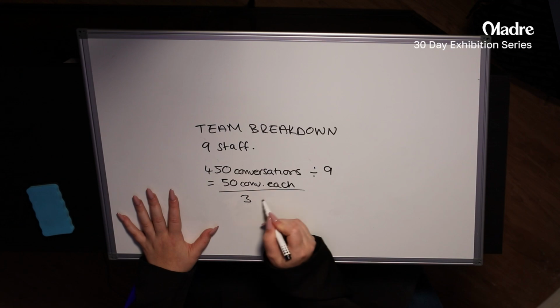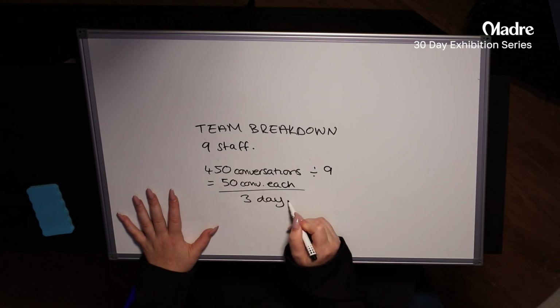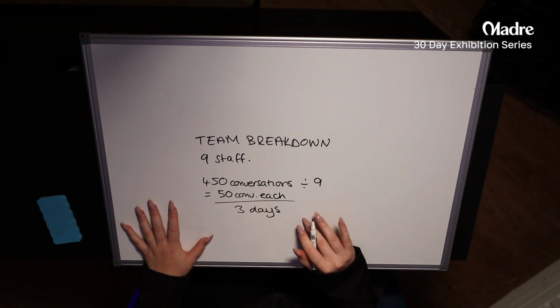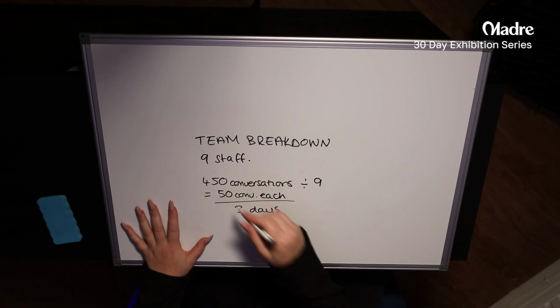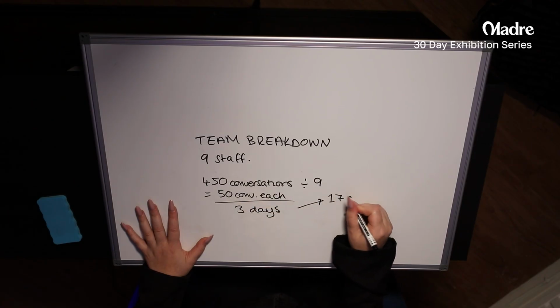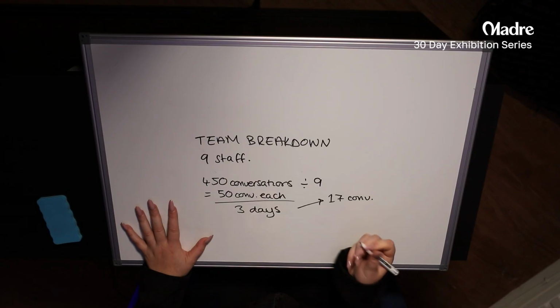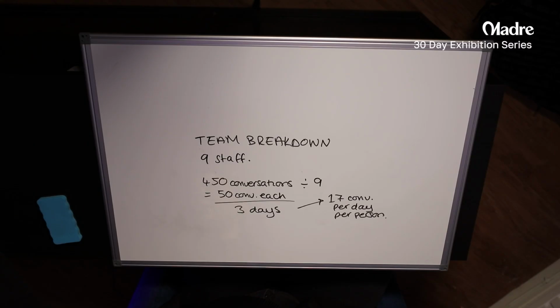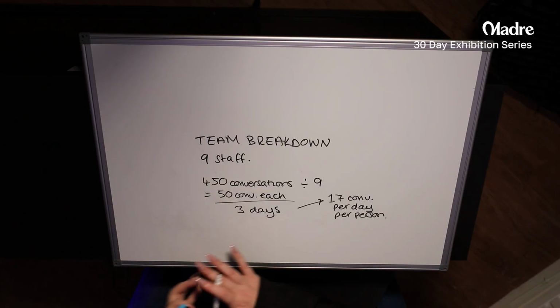over 3 days. So that means that they have the target. Those 50 conversations over 3 days would mean that they need 17 conversations per day per person. And at a show like Automechanica, that does not seem too unreasonable at all. So we need 50 conversations each over 3 days. That gives us 17 conversations per day per person.